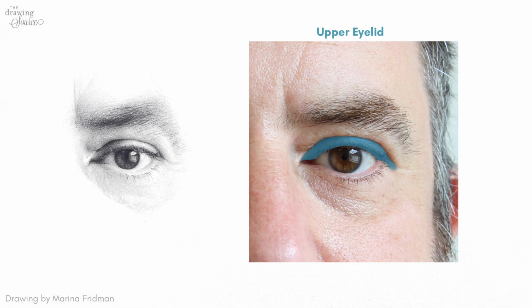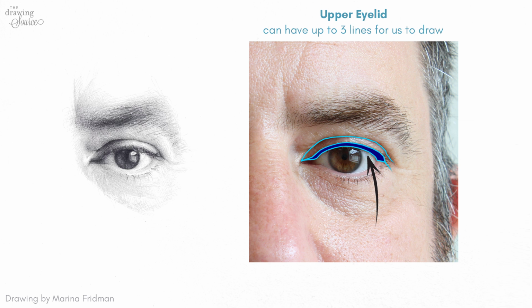Let's start with the upper eyelid. Because it has 2 planes, a front plane and a bottom plane, it can have up to 3 lines for us to draw. When we see both planes of the upper eyelid, often there will be a top line, a middle line separating the front plane from the bottom plane, and a third line where the bottom plane contacts the eyeball.